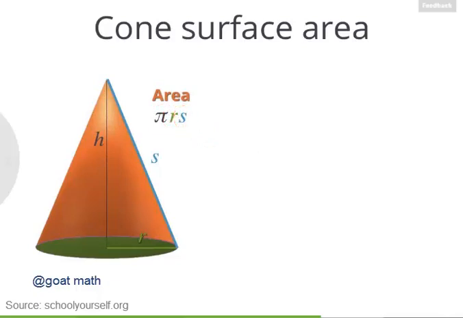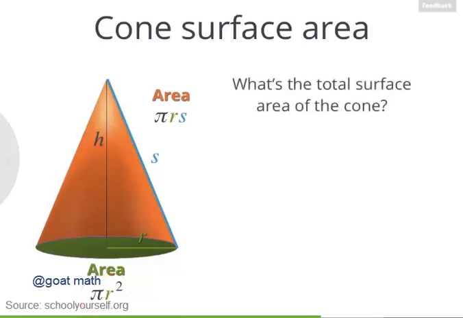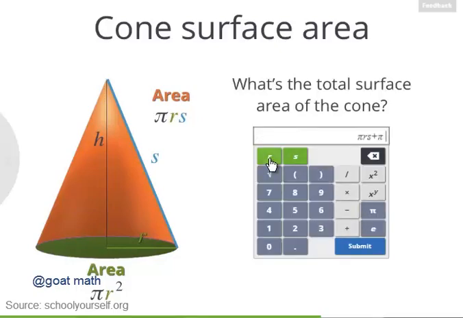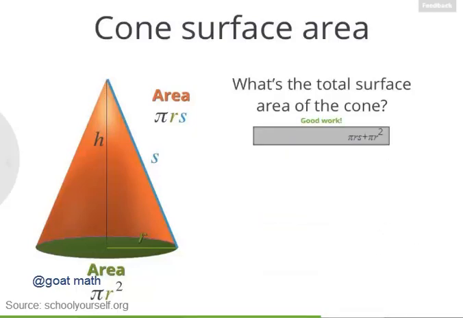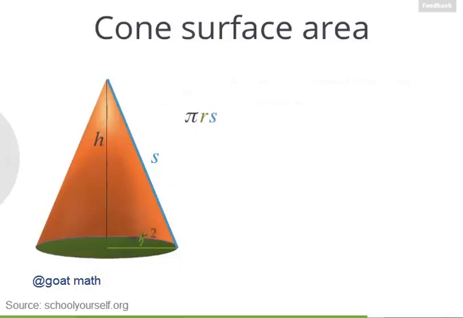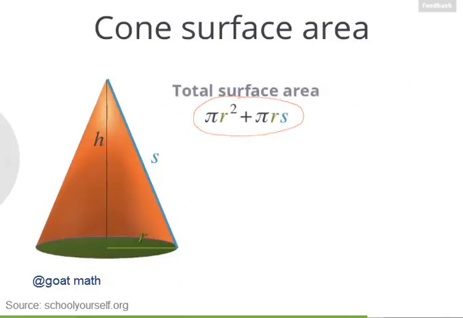Now the total surface area of the cone includes both the lateral area as well as the area of the circular base, which you said earlier is pi r squared. So then what's the total surface area of the cone in terms of r and s? Exactly. So the total surface area of a cone is the sum of these two areas. So that's pi r squared plus pi rs.